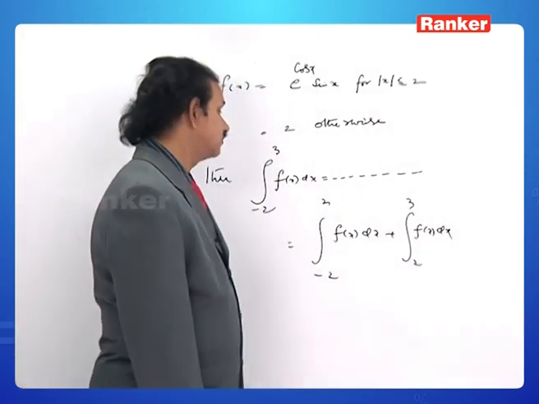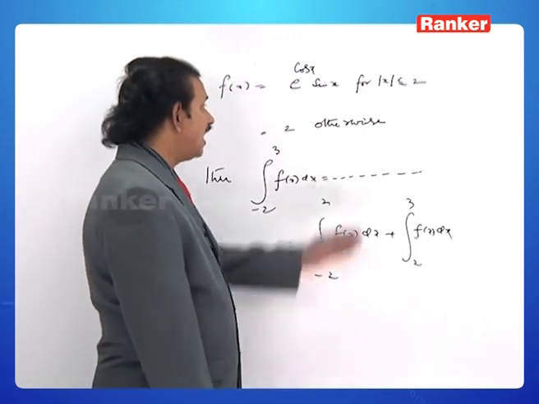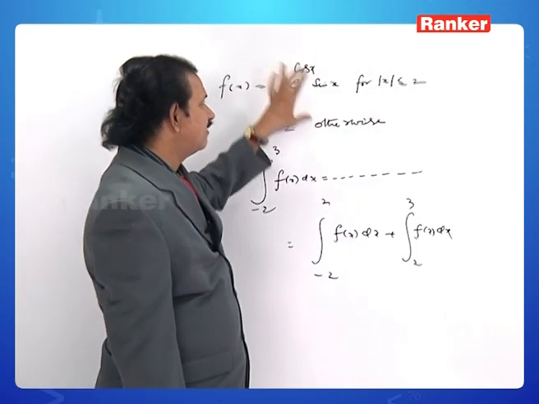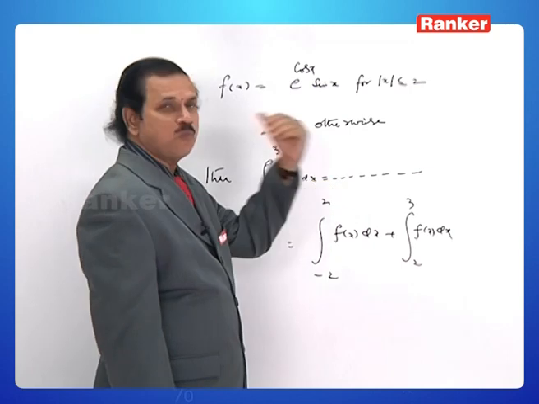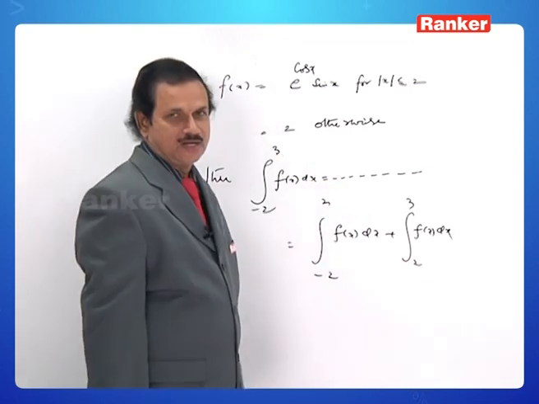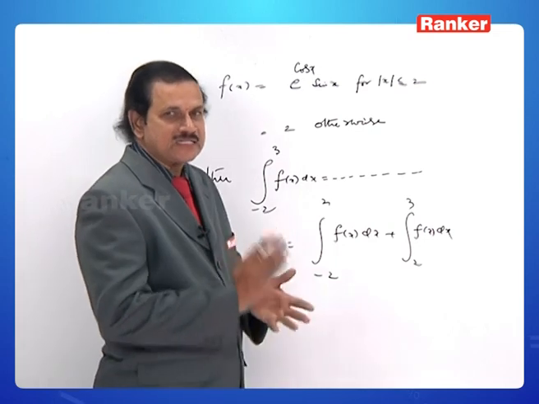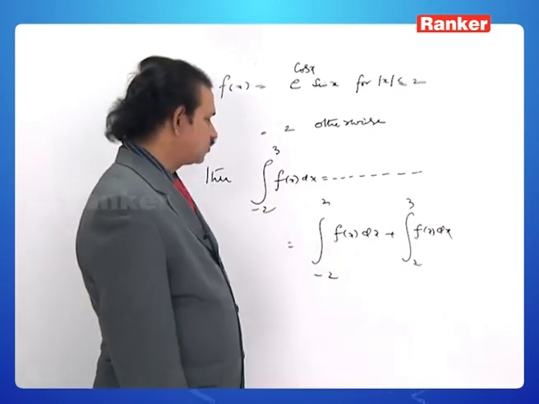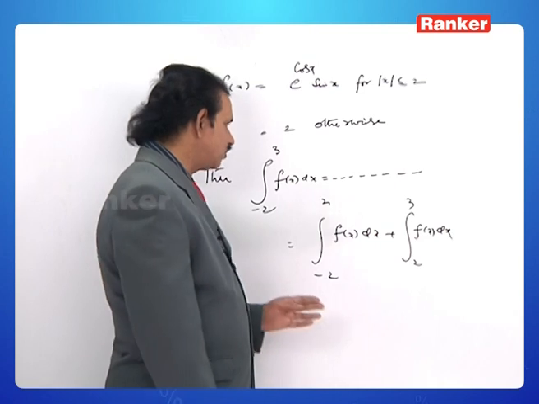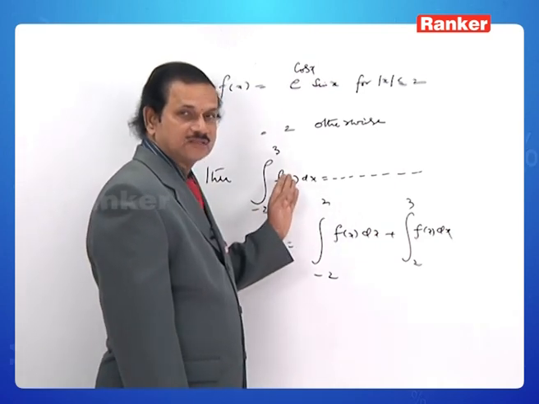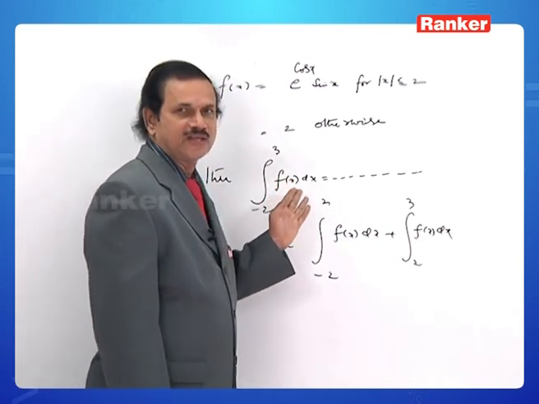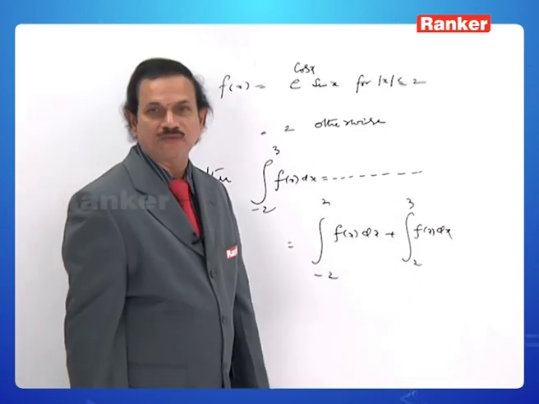Why? Because up to 2 one particular definition is there, otherwise another definition is there. Therefore, the function f of x has a change only at 2. Therefore, I could have expressed this integral as the sum of 2 integrals.